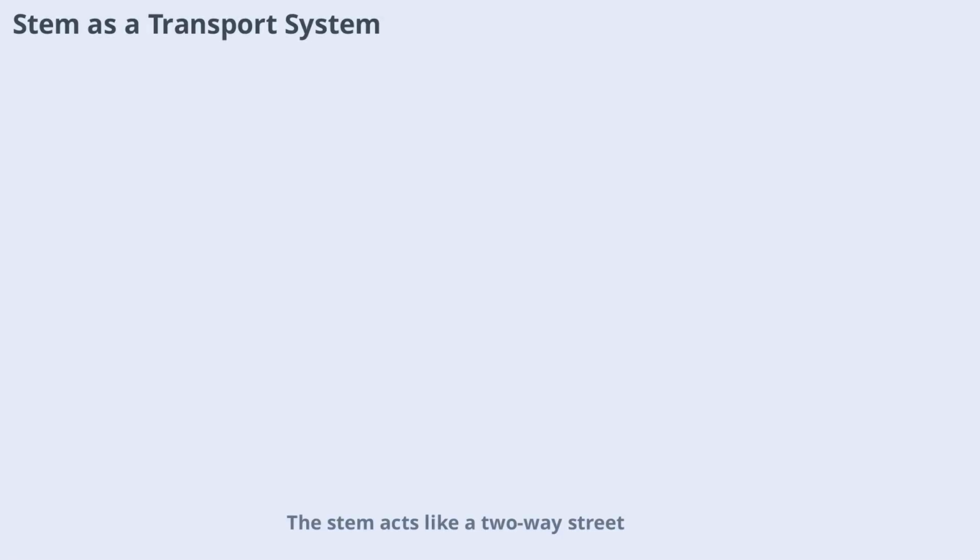Stem acts like a two-way street, transporting water and minerals upward from the roots and moving food downward from the leaves. This efficient system ensures that all parts of the plant receive what they need to grow and function. Understanding this transport system helps us appreciate the complexity of plant life.